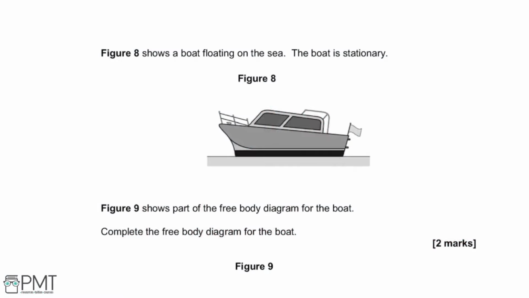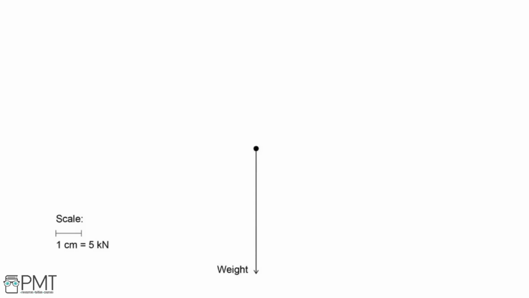Figure 8 shows a boat floating on the sea. The boat is stationary. Figure 9 shows part of the free body diagram for the boat. Complete the free body diagram for the boat. So figure 8 is there, and this is figure 9.